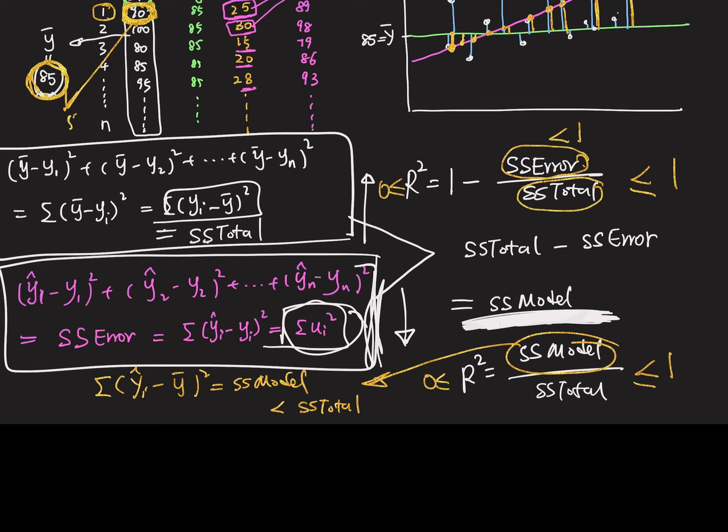But now, to understand in what situation you have a negative R squared, just use this logic: a negative R squared.